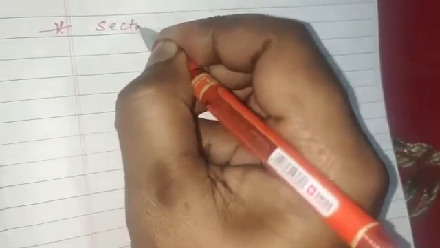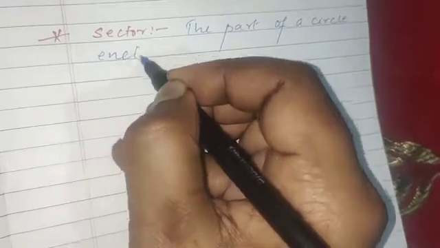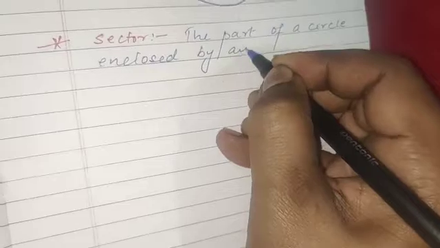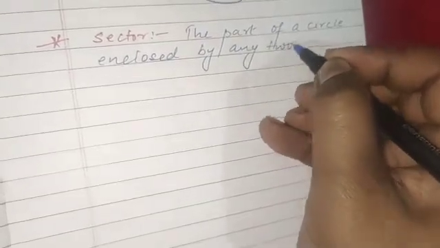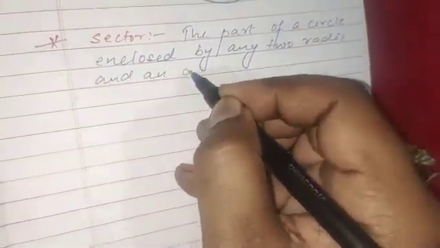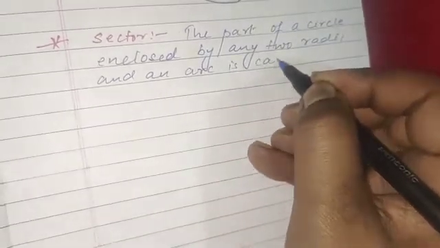Sector. The part of a circle enclosed by any two radii and an arc is called a sector.